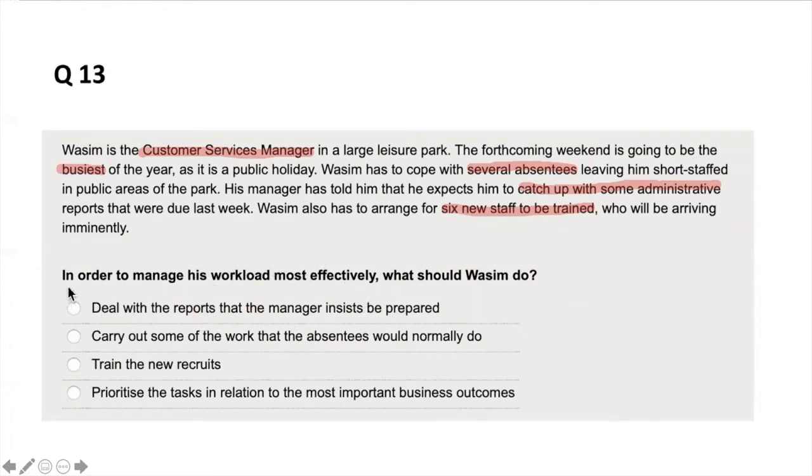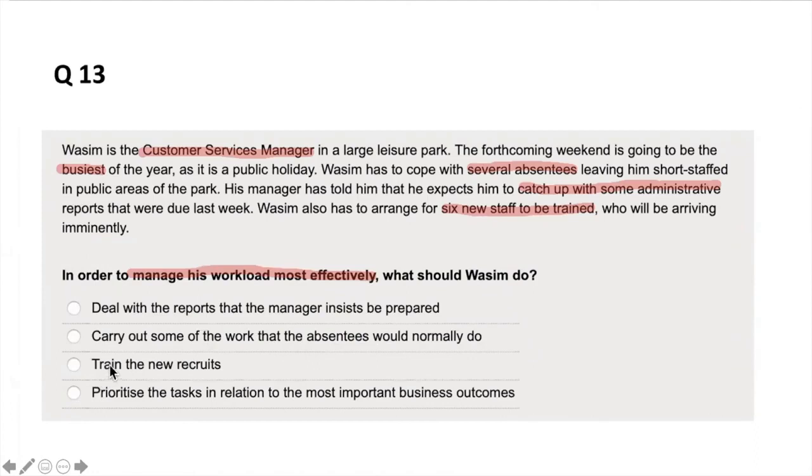Let's see the question itself. In order to manage his workload most effectively, what should Wasim do? Now let's read them. Deal with the reports that the manager insists be prepared. That's one thing. So he's coping with one thing among the tasks that he has to do. Carry out some of the work that the absentees would normally do. That's again another different thing, but it's one thing among the things that he has to do.